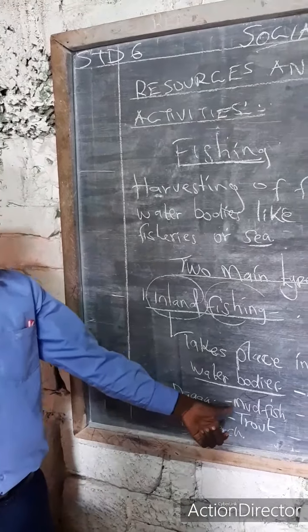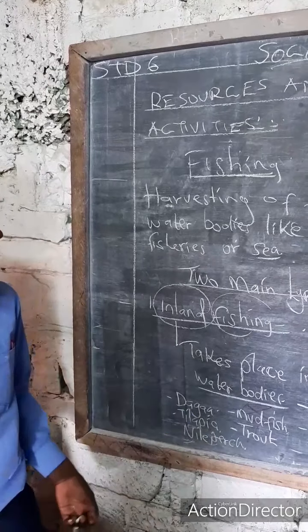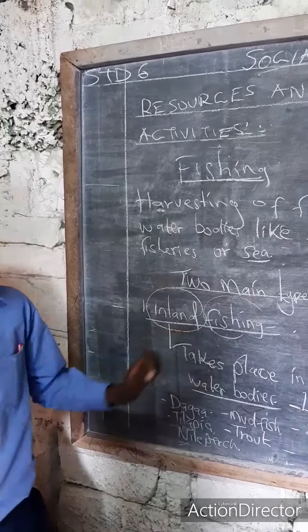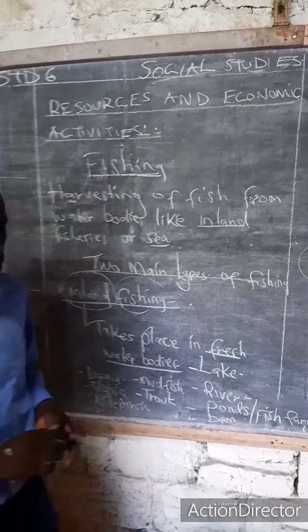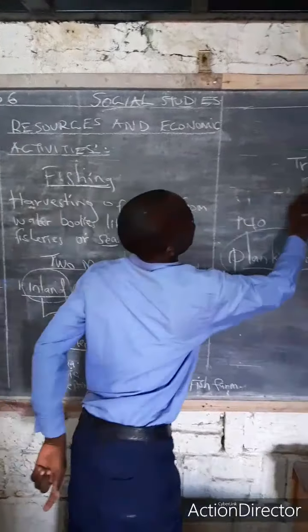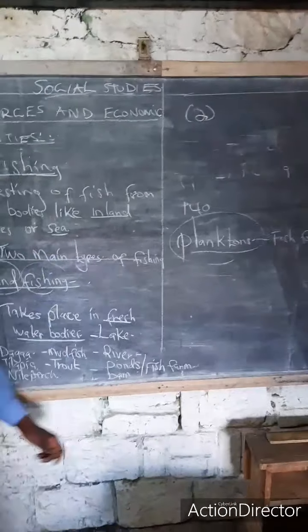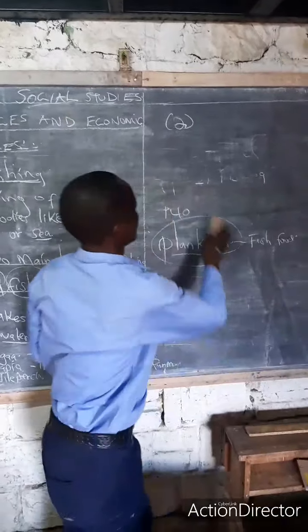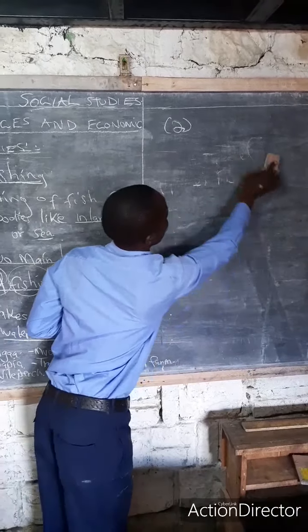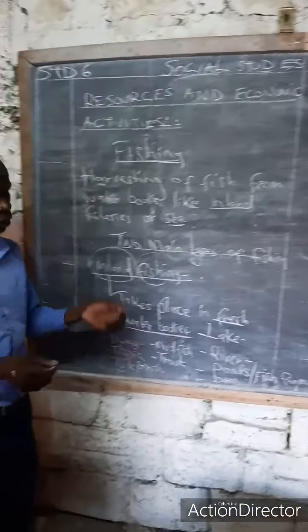Let me end there, and make sure you summarize all these 5 types of fish I've given under inland fish. If you have a question, make sure you ask me later. Let me move to number 2. Now, concerning types of fishing, we have number 2, what we call sea fishing.